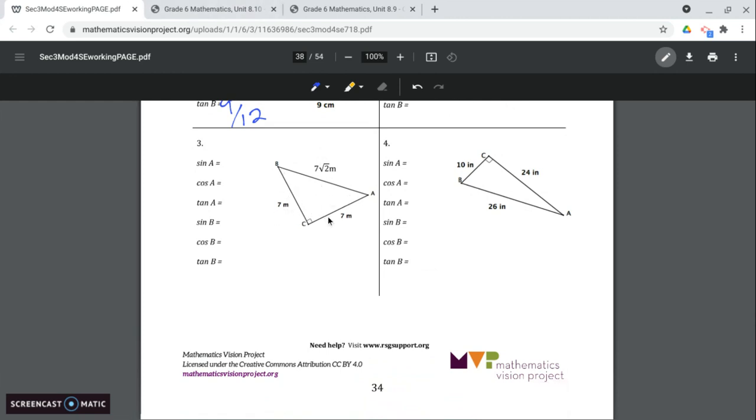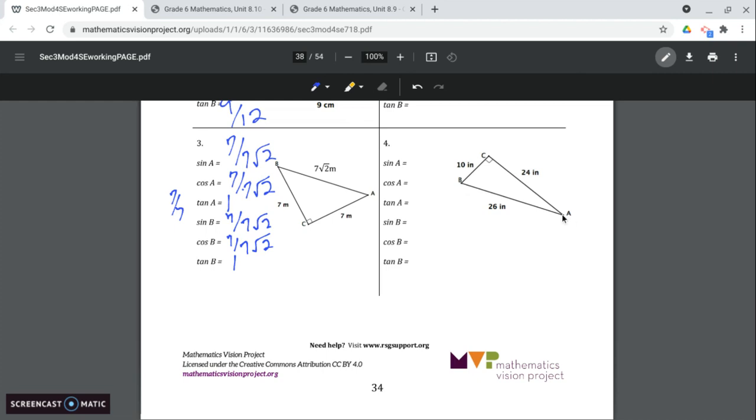So opposite over hypotenuse. We have 7 over 7 root 2. Cosine is adjacent over hypotenuse, so still 7 over 7 root 2. Tangent's opposite over adjacent, so 1, because 7 over 7 is 1. So tangent B will also be the same. Sine B and cosine B, guess what? They're all going to be the same because this is an isosceles triangle, so everything stays the same.